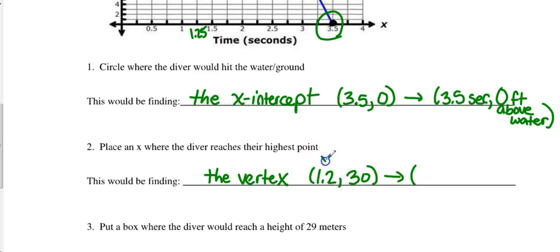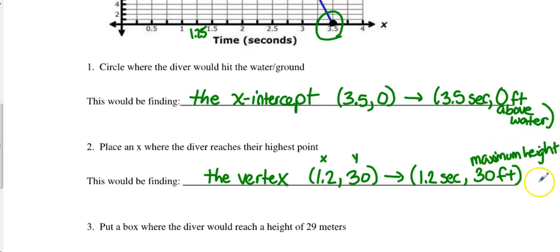X and Y. X represents time in seconds. So at 1.2 seconds, the diver has reached a height of 30 feet. And because this is the vertex, this is the maximum height. Because it's the vertex. Very good.